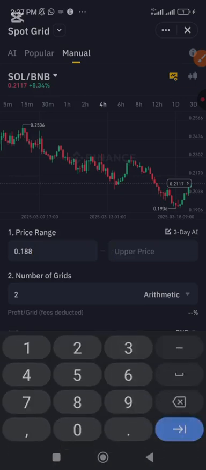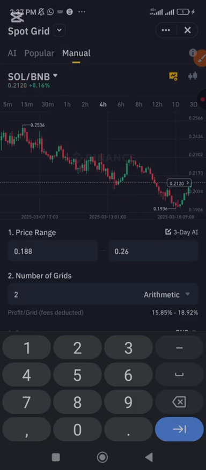Then the upper limit, I think we saw 0.25. This is it, 0.25 as the highest peak it has gotten to. So I can pick 0.26. Yeah, 0.26 as my upper limit. Then the grid is the number of total orders you want the system to place automatically.